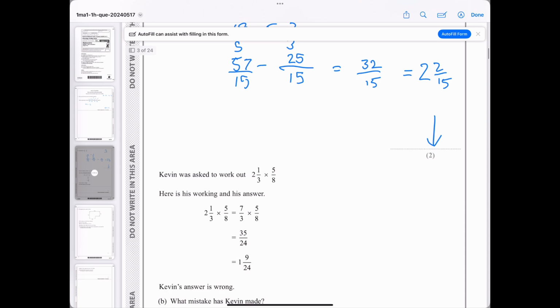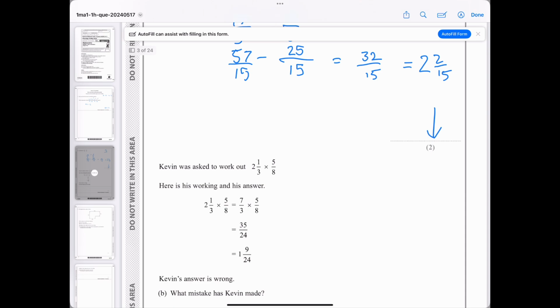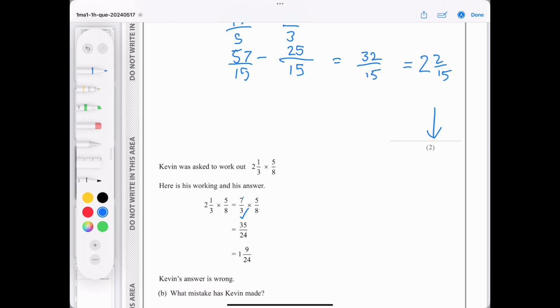Right, Kevin was asked to work out this calculation. Oh, it's one of these. So he's completely right about that bit. It goes to 7 thirds because 2 times 3 is 6 plus 1, and that stays as 5/8. So both of those are right. The bottom is 24, the top is 35. And then 24 goes into that 1 time, but then that's 11 over 24.